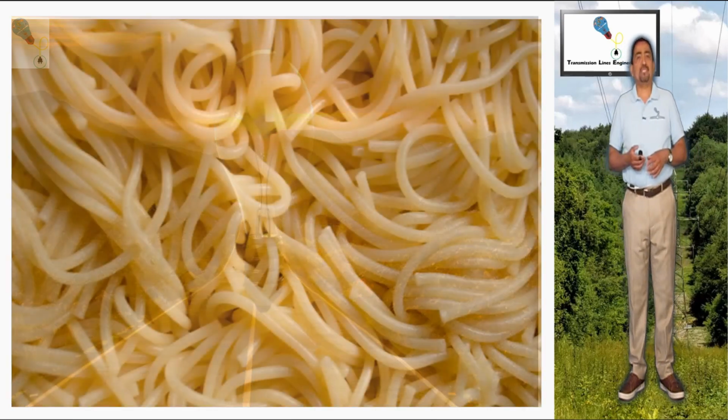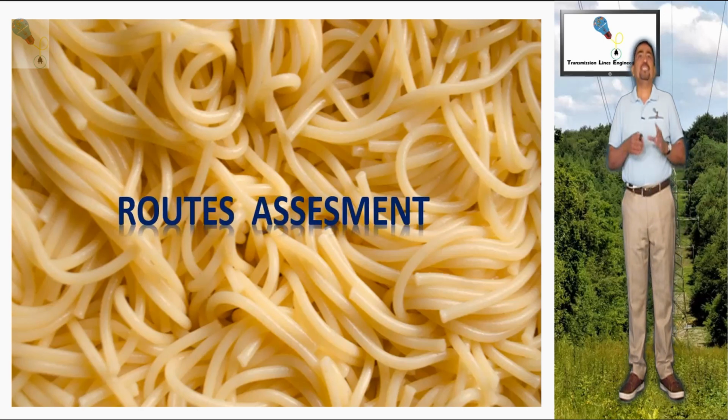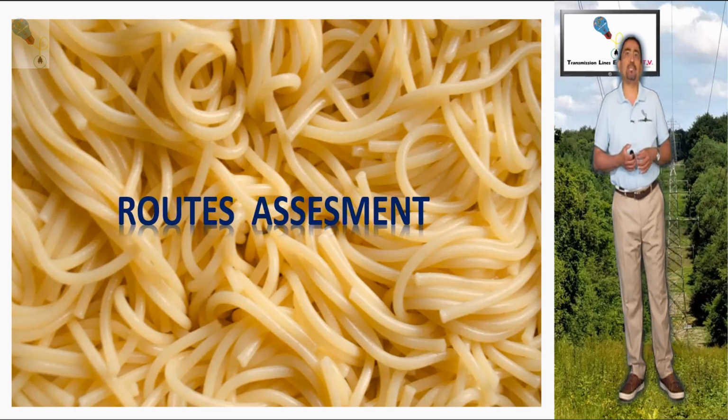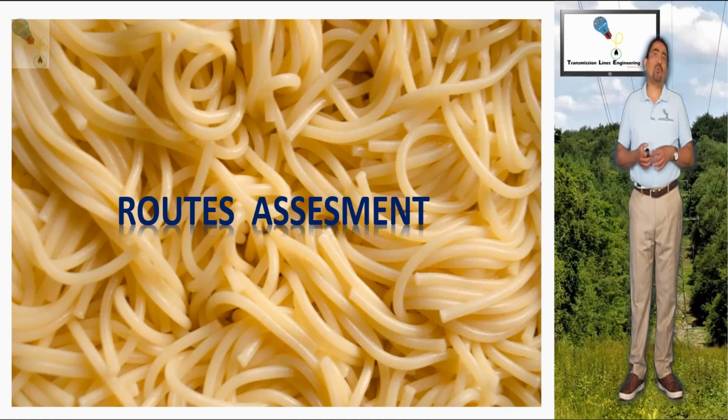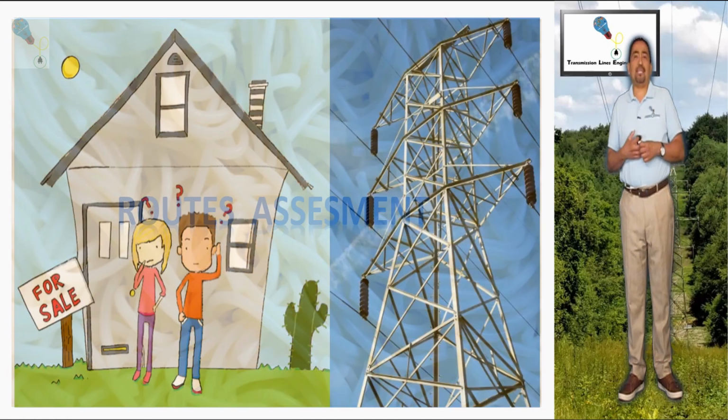Number one, the alignment evaluation stage. In this phase, we will see the process that is usually followed to achieve the final alignment of a transmission line. So as step number one, we have the client.